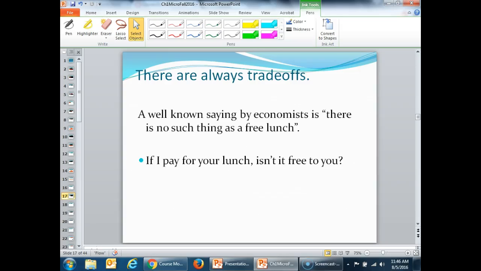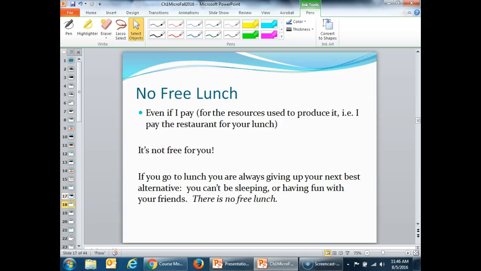Well, to an economist, no. There's always a cost, even to a lunch that is plopped down in front of you that you never paid for. There's still a cost. So even if I pay for your lunch, there's still a cost for you. It's not free. You have to give up something in order to go to lunch with me. You could be sleeping, you could be having fun with your friends, you could be eating some other lunch, right? When you choose this free lunch, you're also giving up something else. That's why there's no such thing that's free, not even a free lunch. Does that make sense?